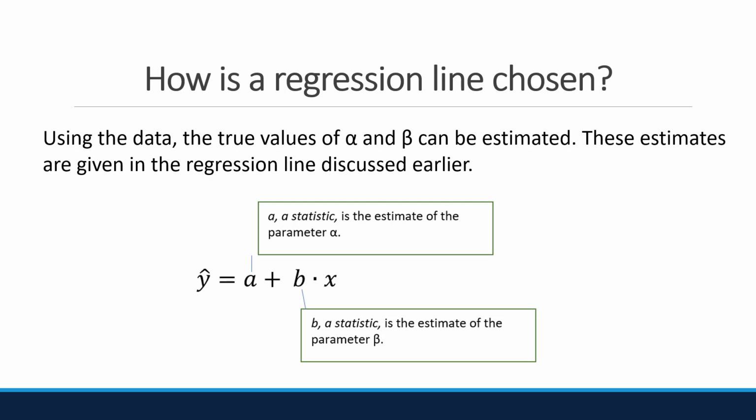Using the data, the true values of alpha and beta can be estimated. These estimates are given in the regression line discussed earlier. Here, a, a statistic, is the estimate of the parameter alpha, while b, a statistic, is the estimate of the parameter beta.